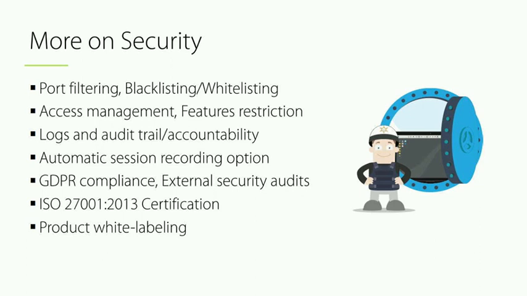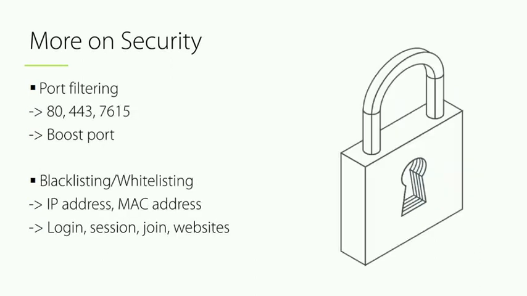Now let's take a look at some other security features. Port filtering: we use these standard 3 ports, which are usually open. So whenever you use ISL Online, most of the time you will not need to open anything on firewalls. If you have some port closed, for example, port 80 is closed, we can prepare a small customization of the ISL Lite application with boosting ports 334 and 7615 to connect to your client faster.